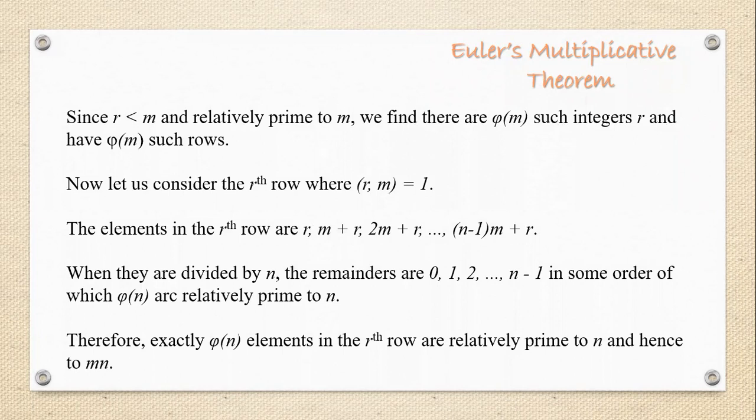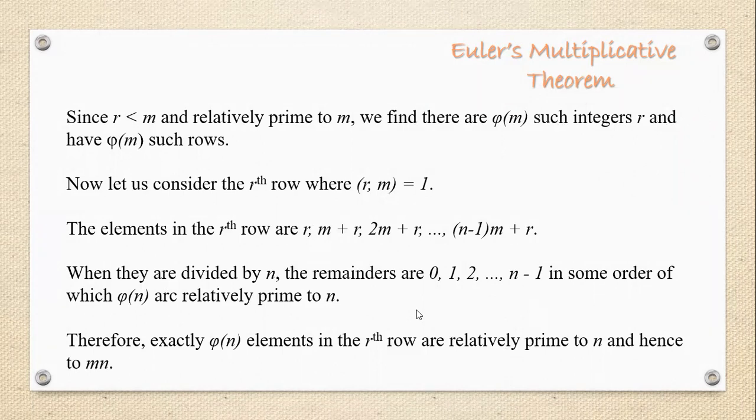So in the rth row, if we divide by n, we will get the remainders 0, 1, 2, and so on up to n minus 1 in some order. Phi of n of them are relatively prime to n. Therefore, exactly phi of n elements in the rth row are relatively prime to n and hence to mn.